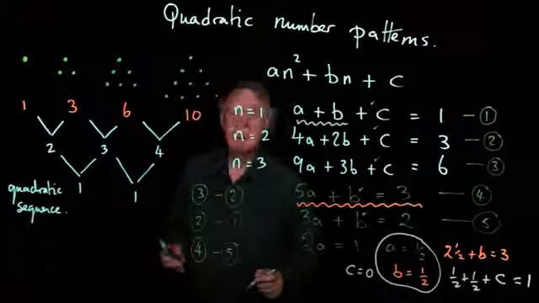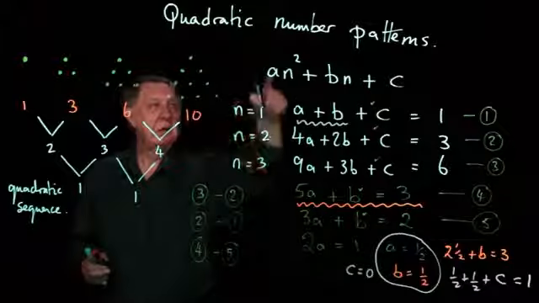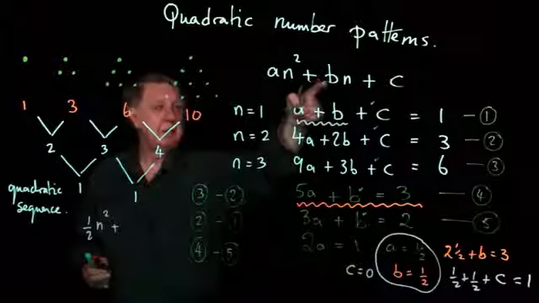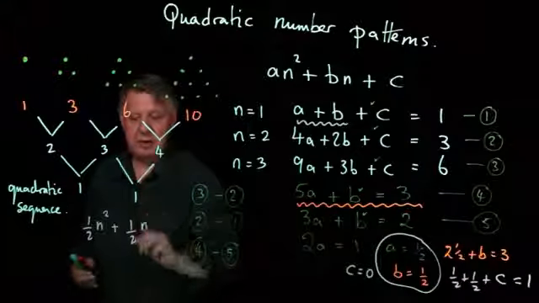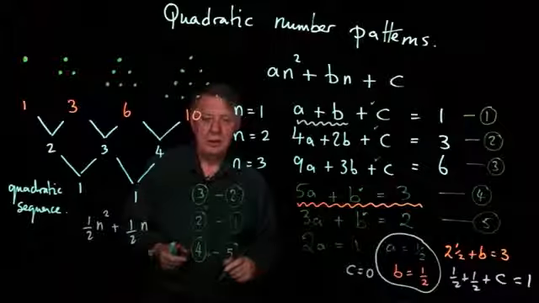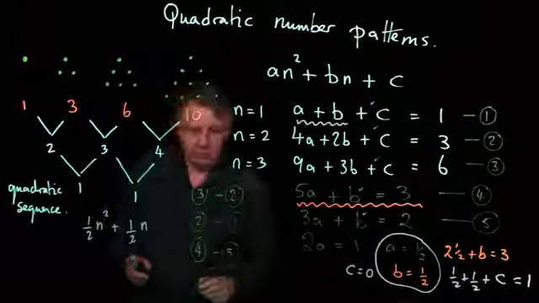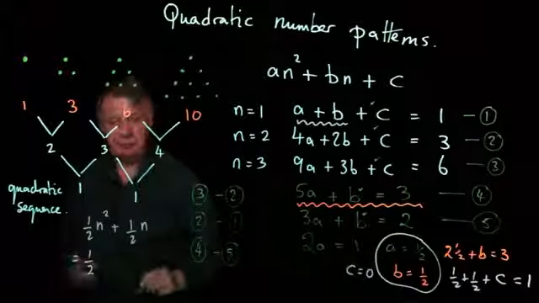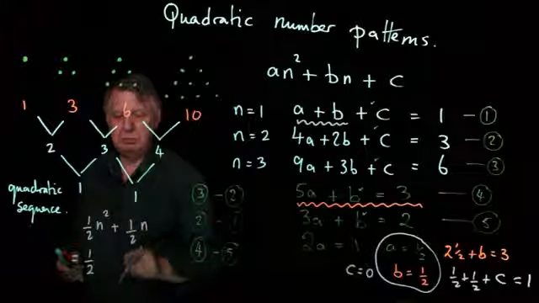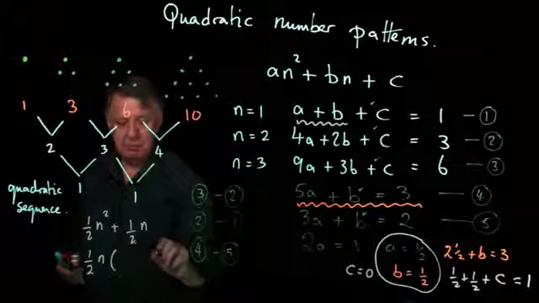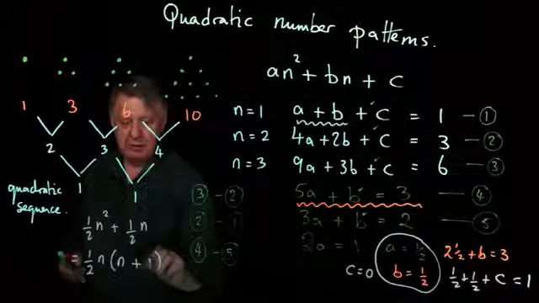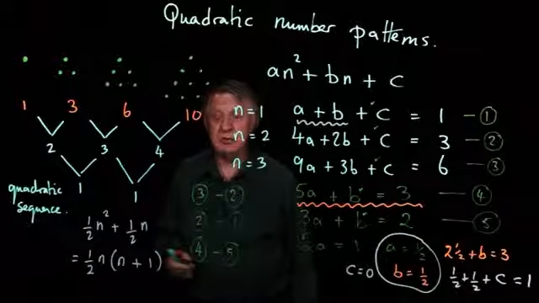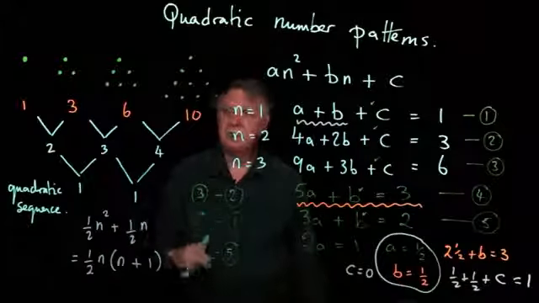I've got my formula for this number sequence. So the formula is a half n squared plus a half n. If your algebra is good, you might be able to see that I have a common factor of a half. I also have a common factor of n. I can actually write that as a very, very well-known formula, which you could quote if you could remember it, the formula for triangular numbers.